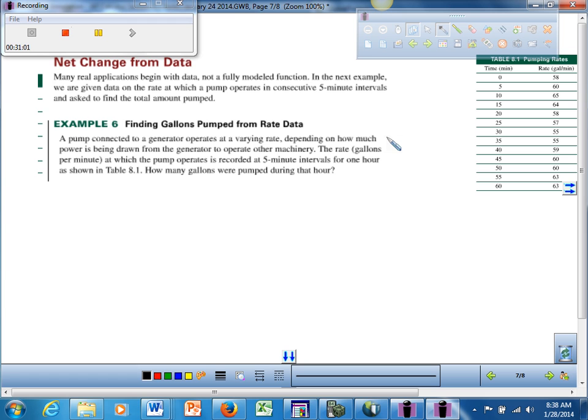So here we have a table of data, finding gallons pumped from rate data. It says a pump connected to a generator operates at a varying rate depending on how much power is being drawn from the generator to operate other machinery. The rate in gallons per minute at which the pump operates is recorded at 5-minute intervals for 1 hour. How many gallons were pumped? What are we doing?